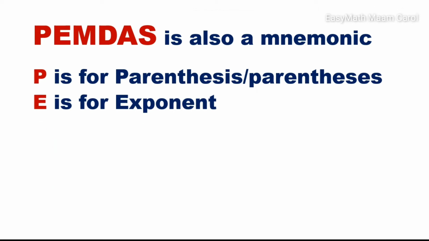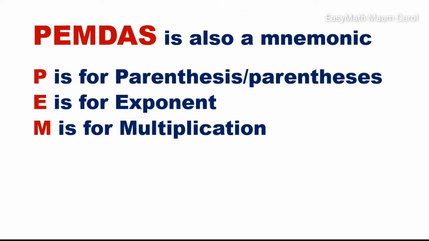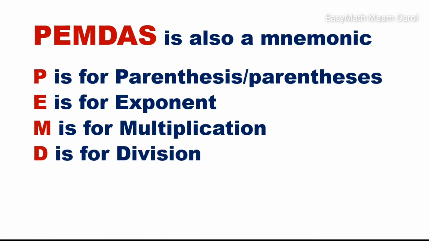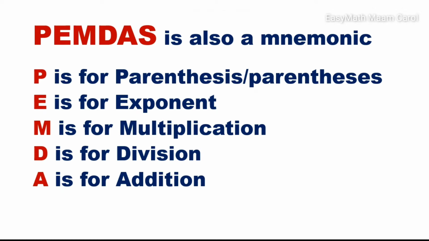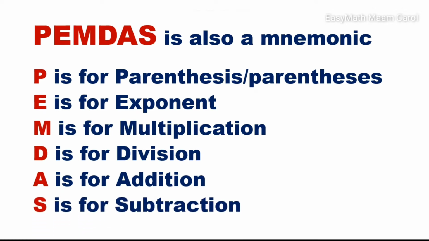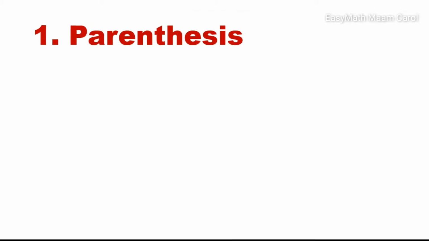E stands for exponent. M is for multiplication. D for division. A for addition. And S for subtraction. So, what I'm going to do next is to explain kung ano yung two letters or meaning nung parenthesis at saka ng exponent na gagamitin natin na additional rule para dito sa PEMDAS. Let's start first with parenthesis.